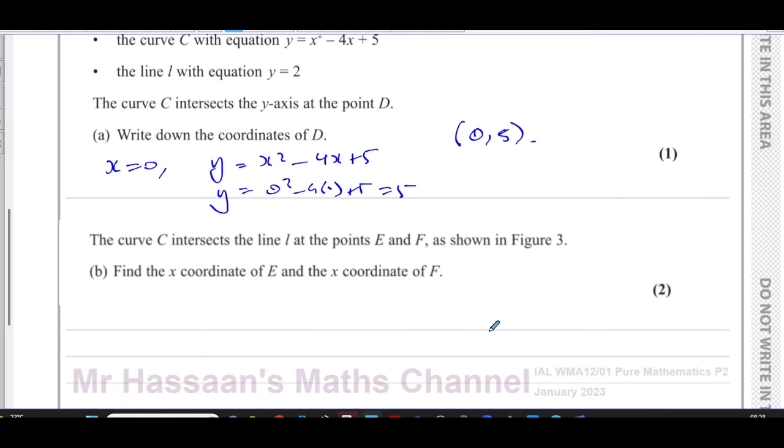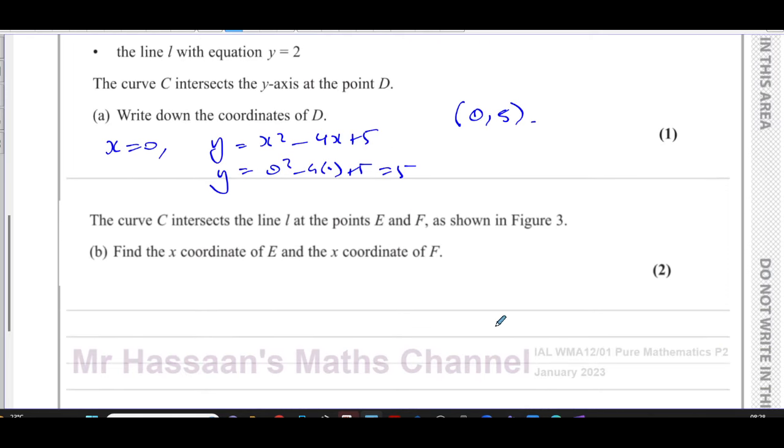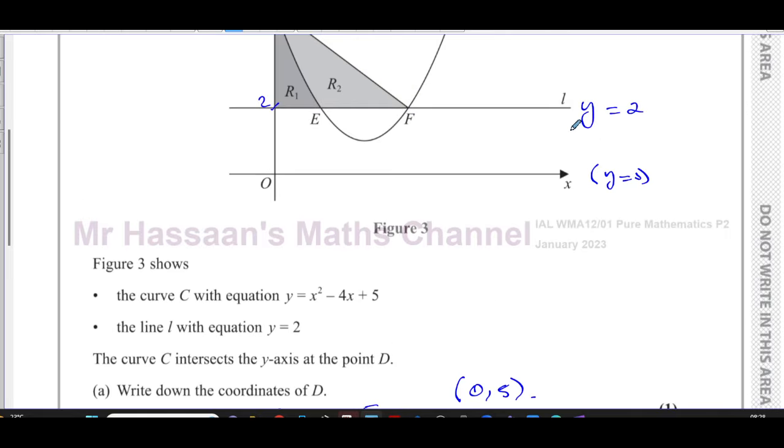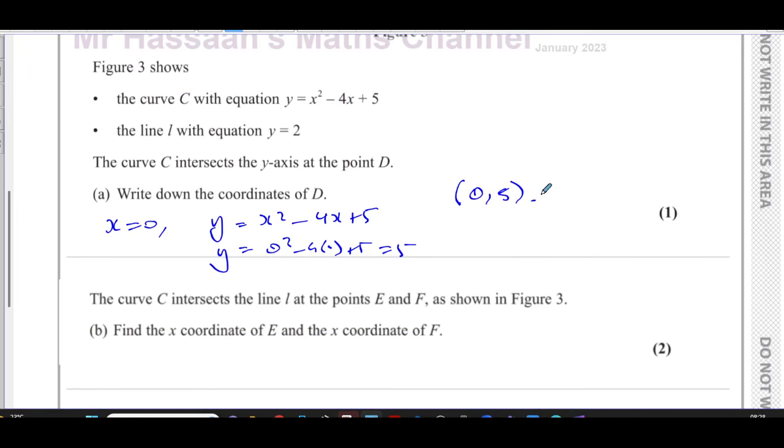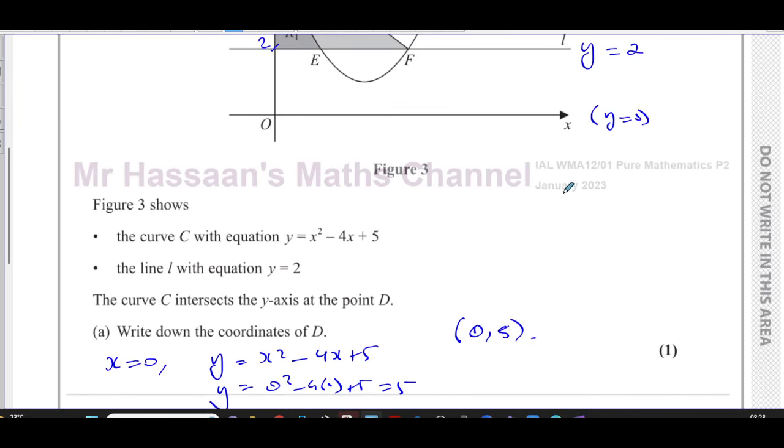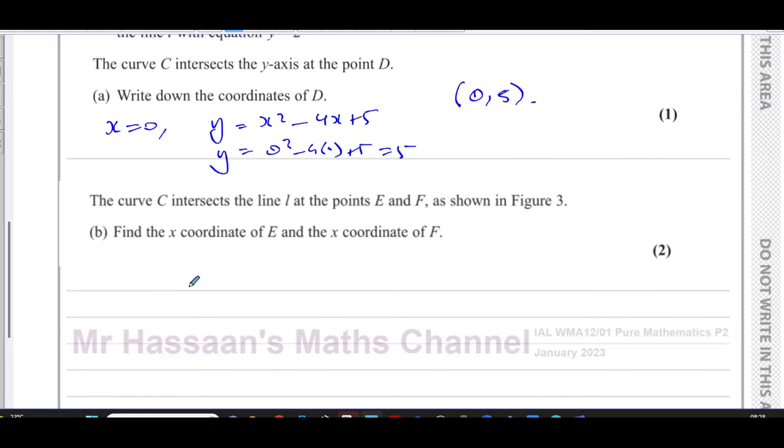Now, then it says the curve C intersects the line L at the points E and F as shown in figure 3. So it intersects with this line y equals 2, basically. Find the x-coordinate of E and the x-coordinate of F. Okay, so we've got to find where the curve y equals x squared minus 4x plus 5 intersects with y equals 2. Basically we can replace this y with x squared minus 4x plus 5 and find when that's equal to 2. So this is a quadratic equation.